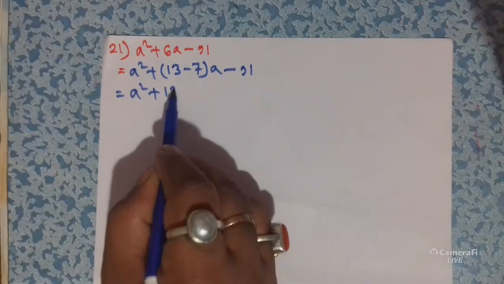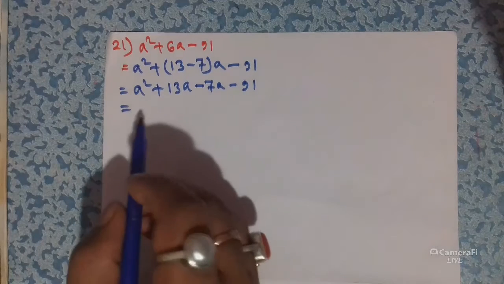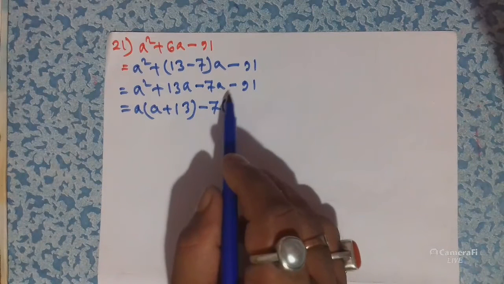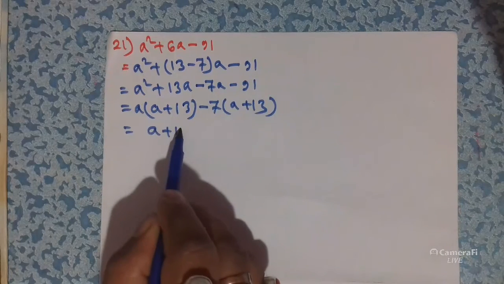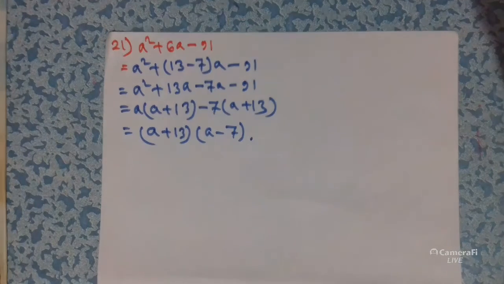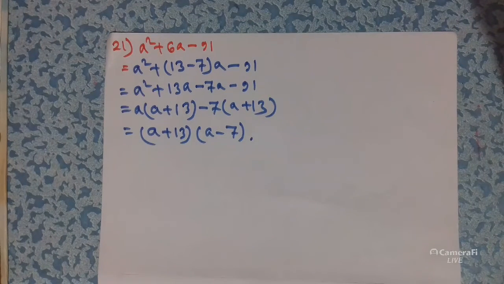Okay students, so if we take a as common from the first two terms, it will be a plus 13 and from the last two terms minus 7 will be there. So a plus 13, because minus minus plus. So again we can take a plus 13 as common and a minus 7 will be there. So a plus 13 and a minus 7 is the answer. Next problem. Next problem is problem number 29.